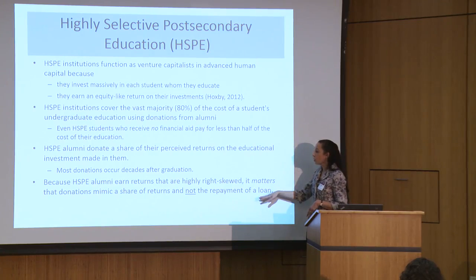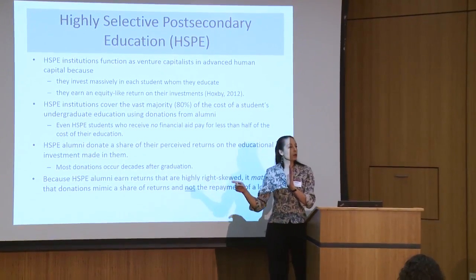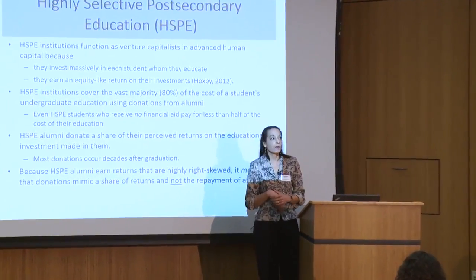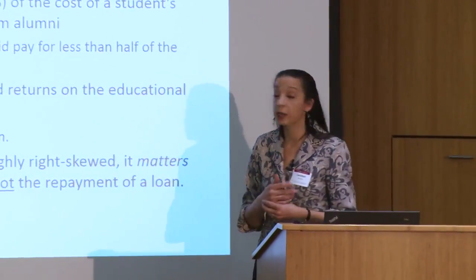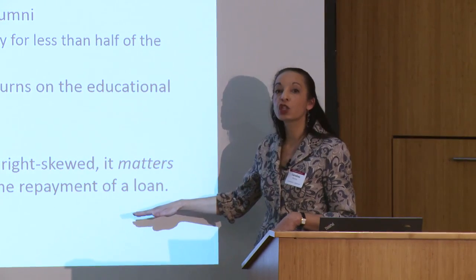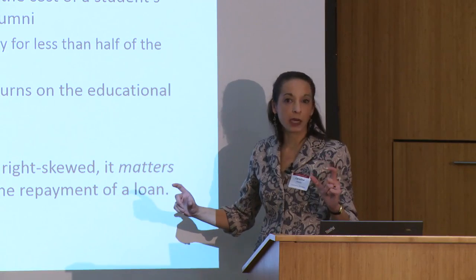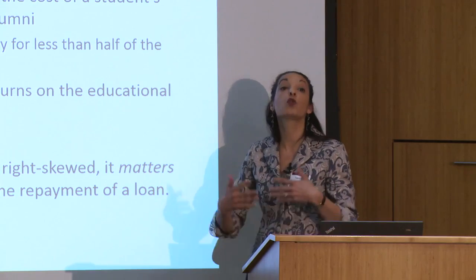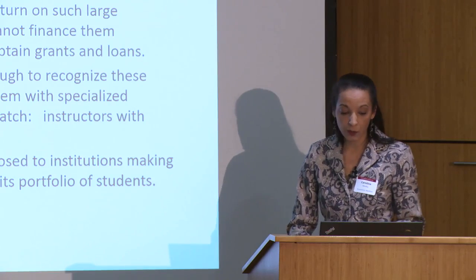Our alumni earn returns that are highly right skewed. In other words, they have a very long right-hand tail. If you were to look at the distribution of earnings among our alumni, that's typical for high-income people. We have high-income alumni. So it matters that we have donations that are a share of their returns and not some fixed amount of money, like $100,000 or $200,000. It matters that it's a share, okay, because we need to have that.